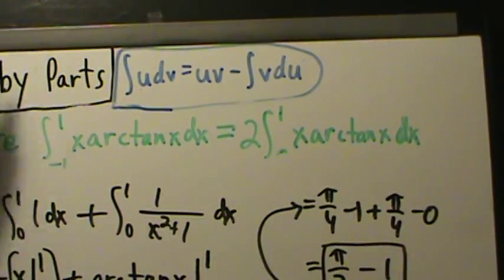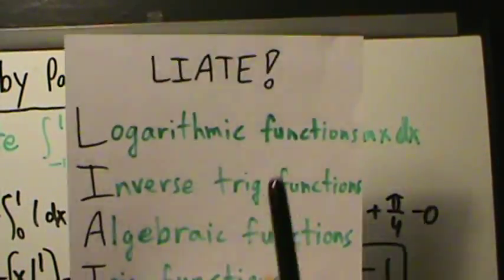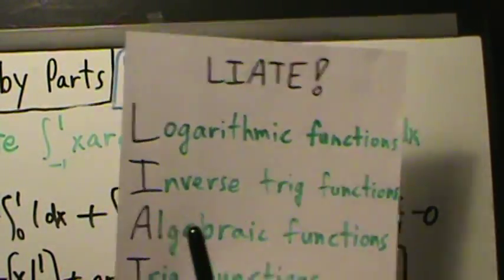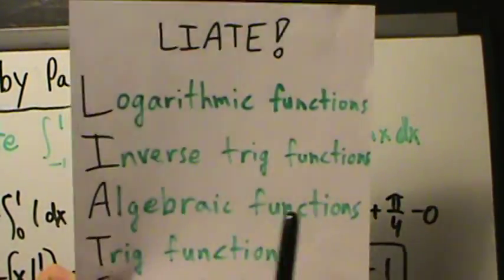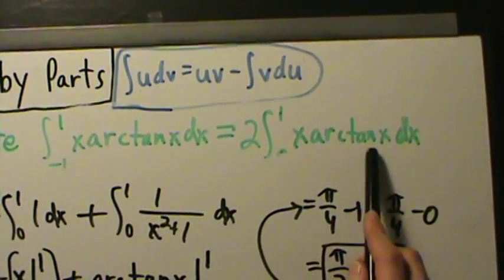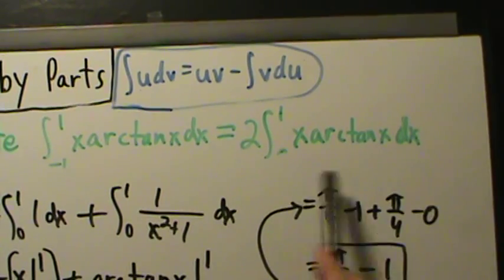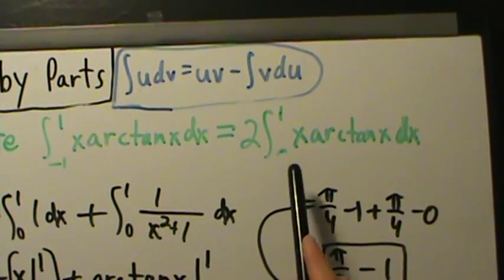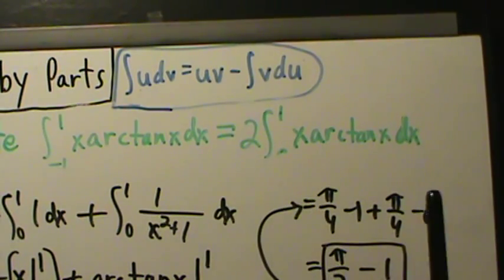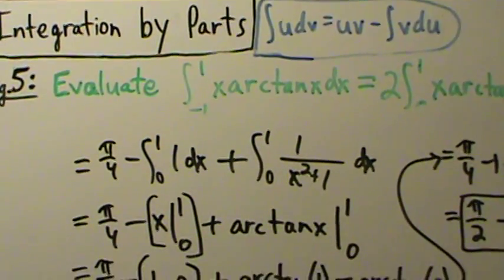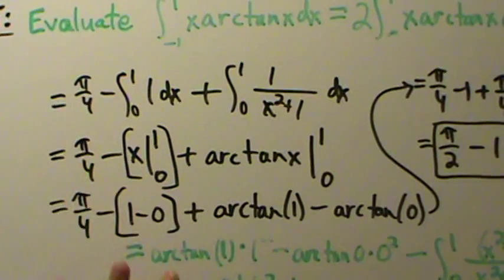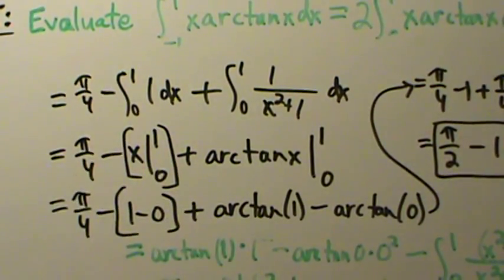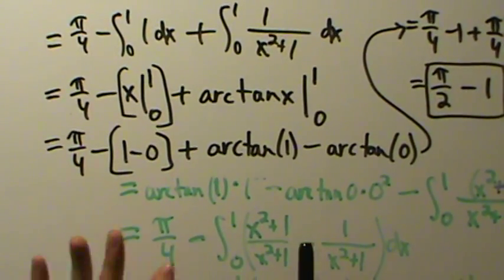Okay, and then we used this LIATE rule to choose u to be the inverse trig function, because that appears above algebraic. So u is the arctan of x, then dv is everything left over. So since it's dv, I tossed in the 2 there, so dv is 2x dx. So then v is just x squared, so that's nice. But again, there are a few different ways to approach this problem, and the way we did in this example just kind of simplifies the work a little bit.